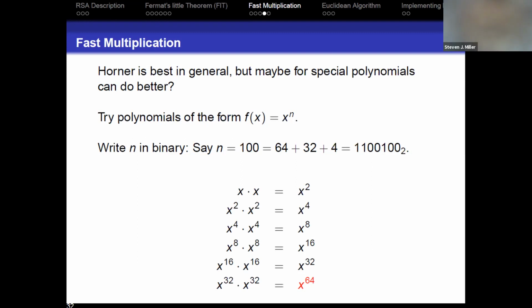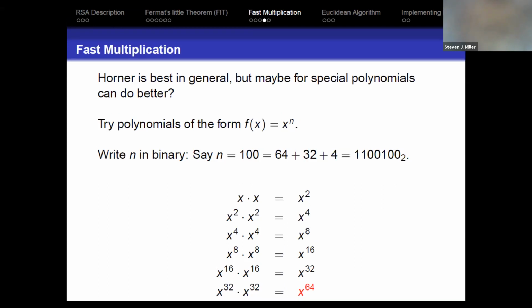So what we can do is we will write x to the 100 as x to the 64 plus 32 plus 4. So that's x to the 64 times x to the 32 times x to the 4. So if I can just calculate these three numbers and multiply them, I can get x to the 100.